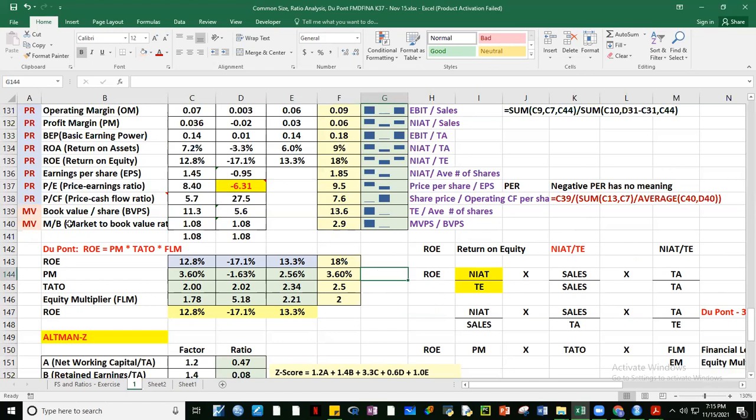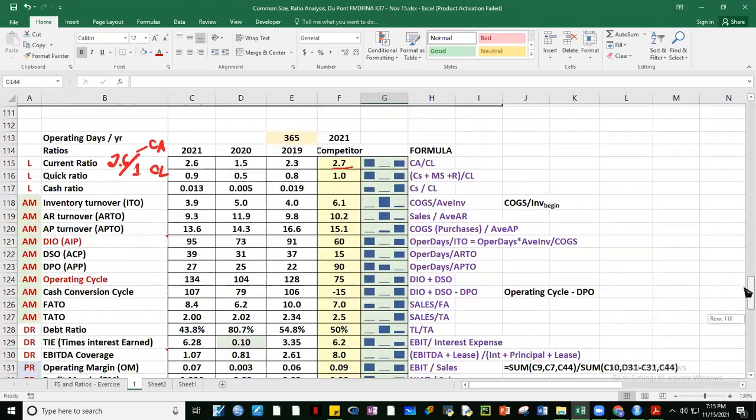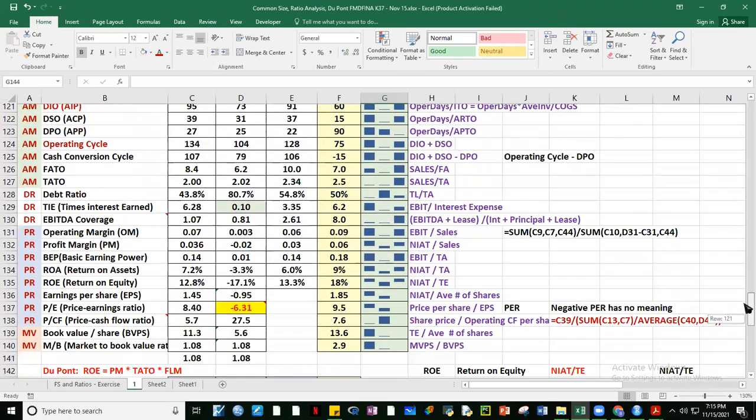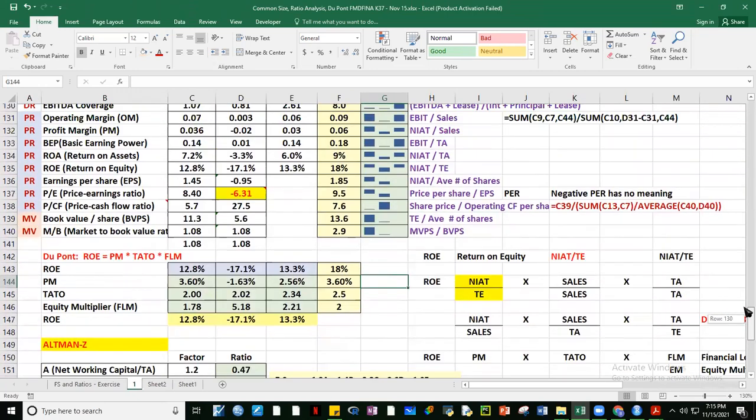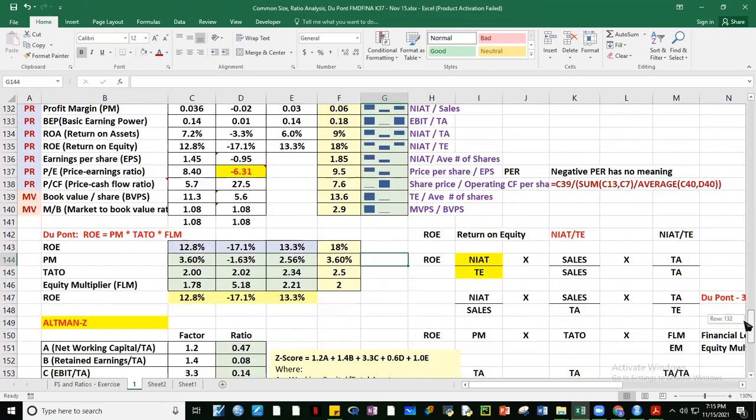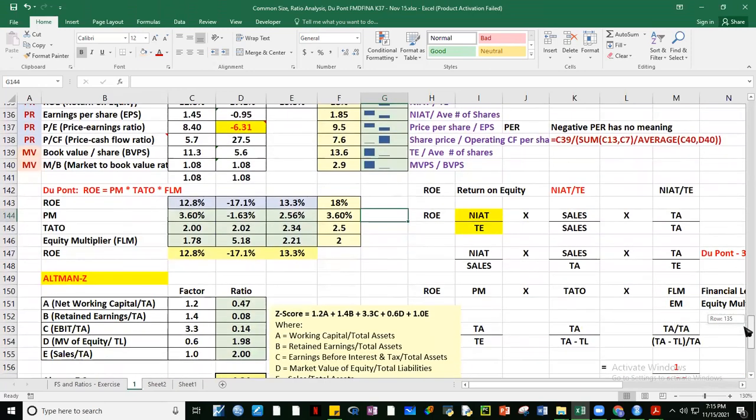Okay, so that ends guys our discussion on this different types of ratios, yung liquidity natin, asset management, debt ratio, profitability ratio, and market value ratios. So all of them guys have their role to play in understanding and appreciating the performance of the company over the past years.